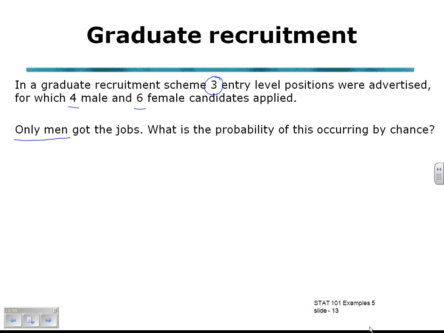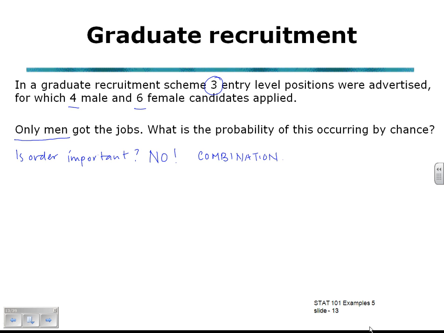The first thing we need to consider is whether this is a combinations question or a permutations problem. Is order important? Does it matter which order we select our 3 males out of a possible 4? No, we will end up with the same group of 3 no matter which order we choose them in, so order is not important in this case.